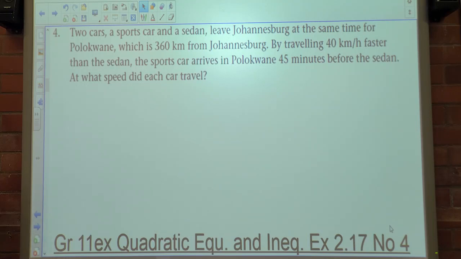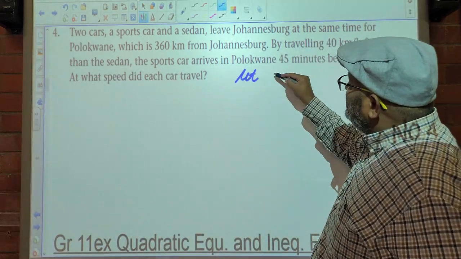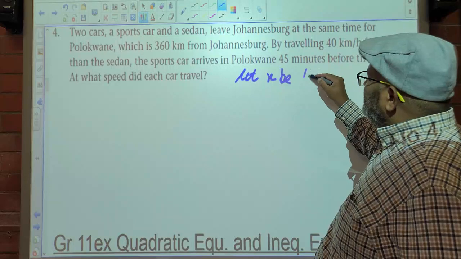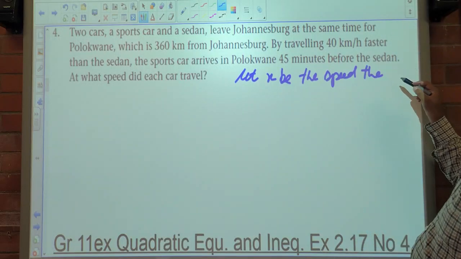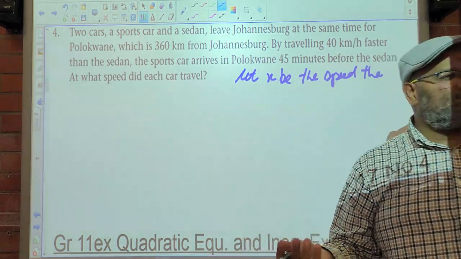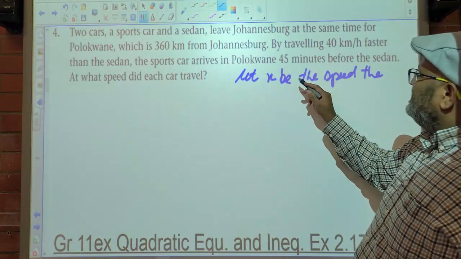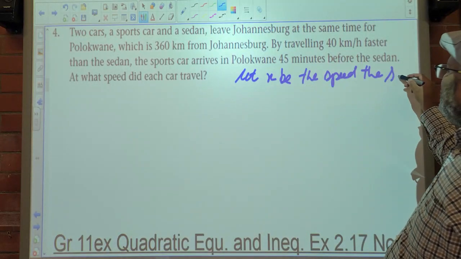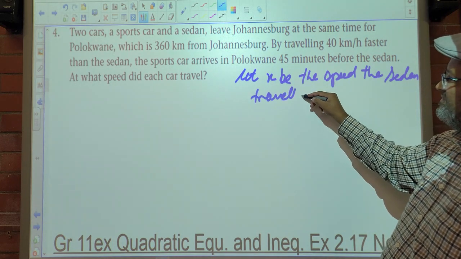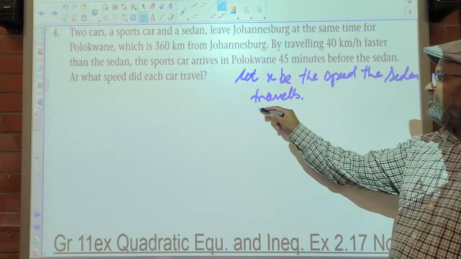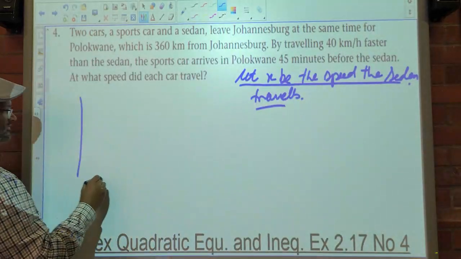Alright, so where do we start? We say let x be the speed. Which one is traveling slower, the sedan or the sports car? So let x be the speed the sedan travels. If x is the speed the sedan travels, remember we draw this table.